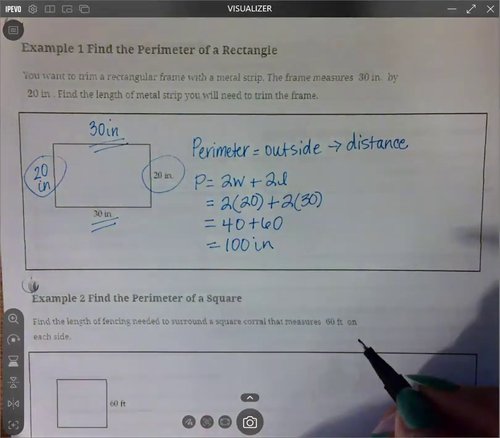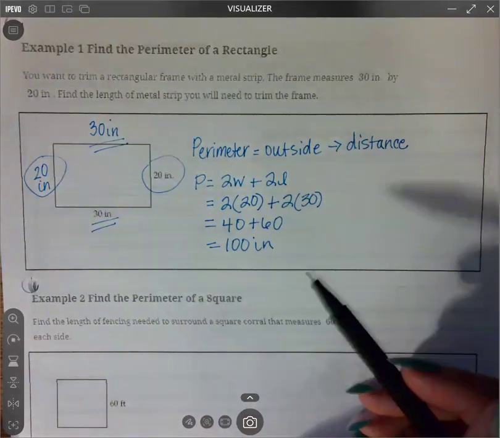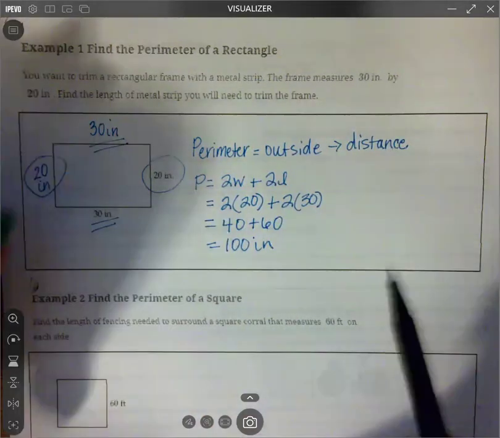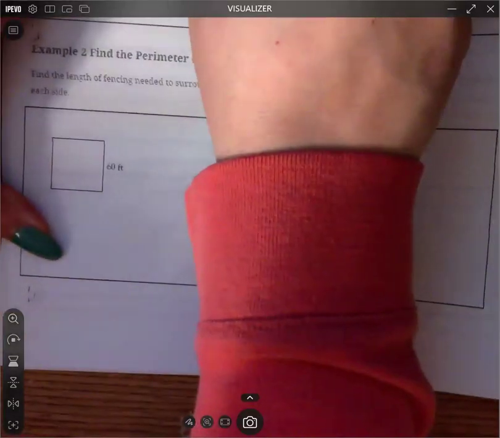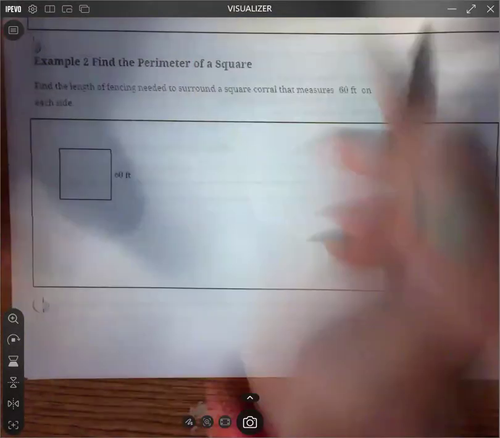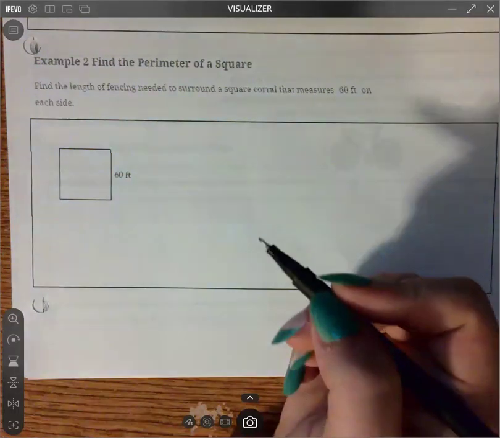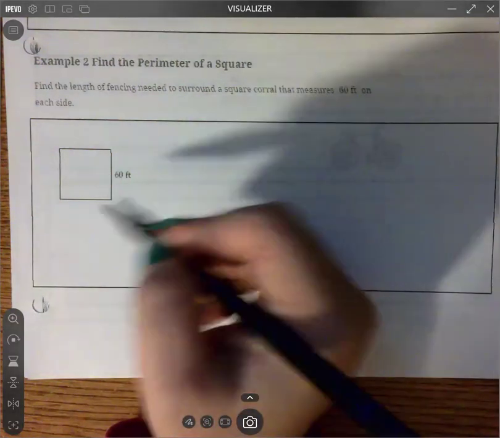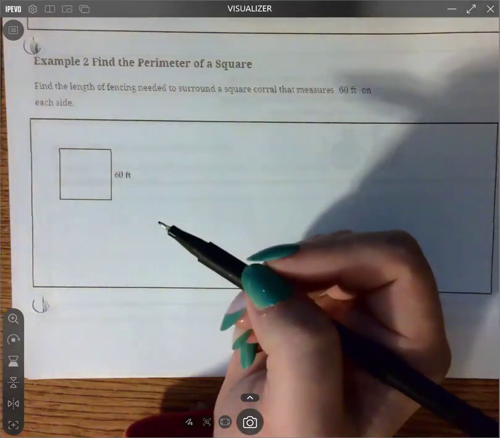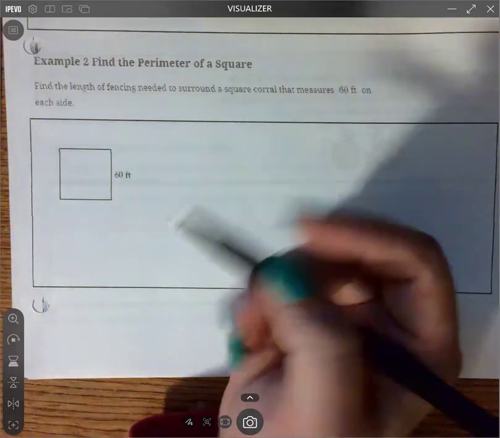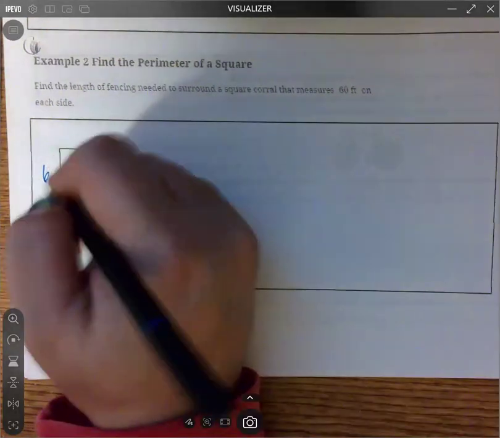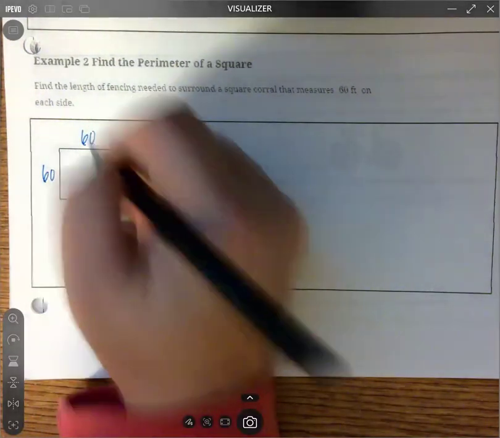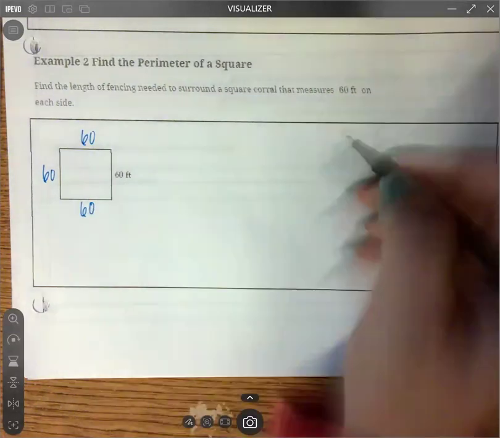A rectangle is our first shape. Our second shape is a square. The biggest thing to remember about a square is that all 4 sides are the same length. And of course, there are 4 right angles in both a rectangle and a square. But this one side is measured as 60, so the other 3 will also be 60.